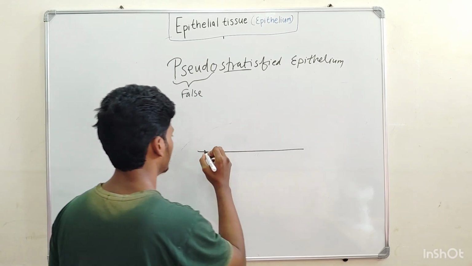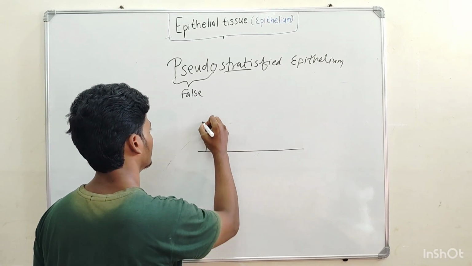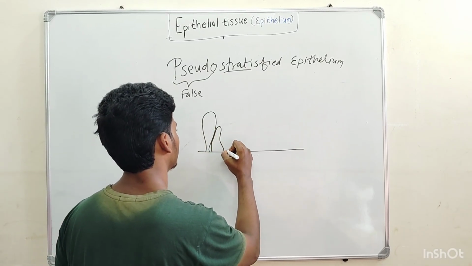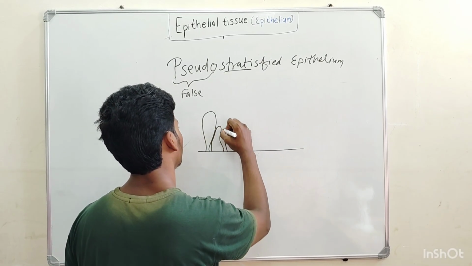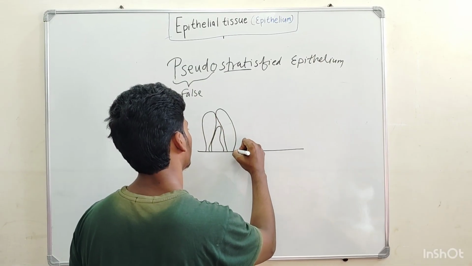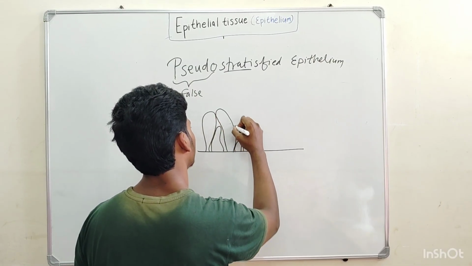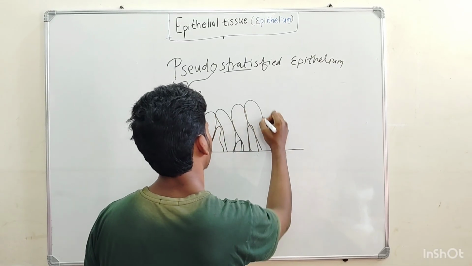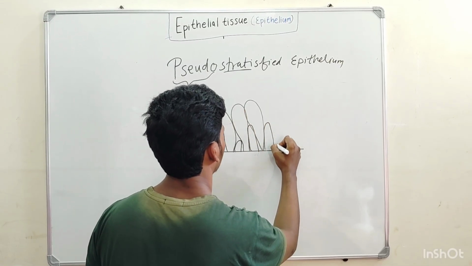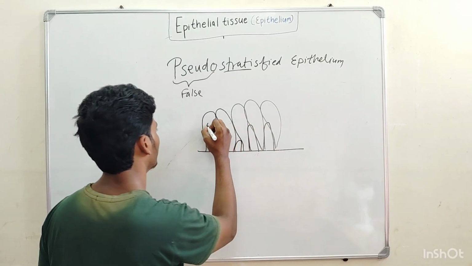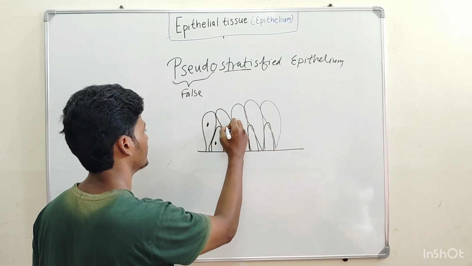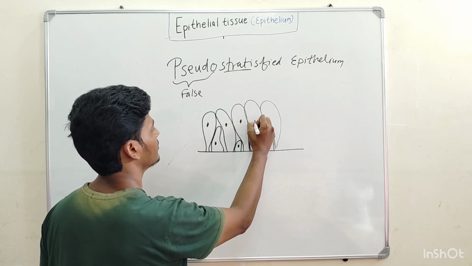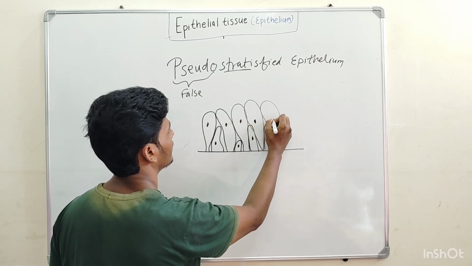This is the basement membrane, and these are the cells lying on the basement membrane. As you can see, some cells are so tall, some cells are so dwarf, and because of that, the nucleus is present at various levels.